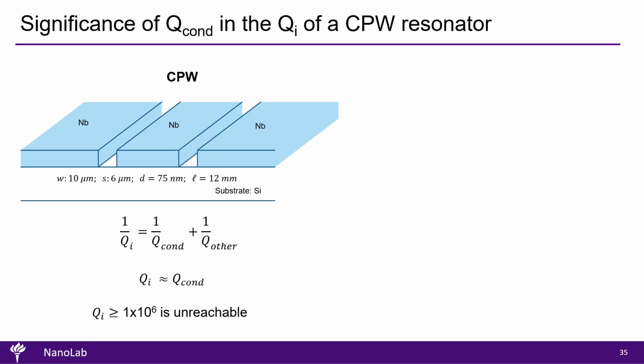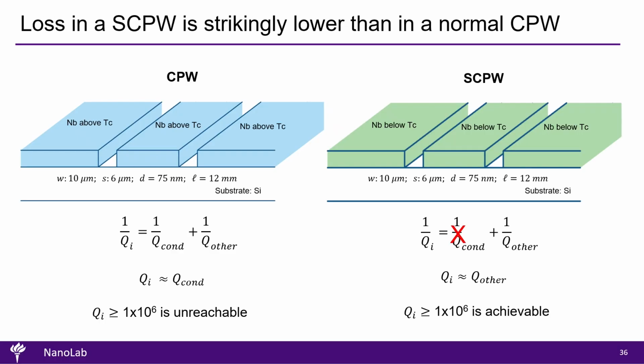What if we used a different conductor? While better conductors could improve QCond, they still would not come close to the target. To reach this level of internal quality factor at these dimensions, a superconductor is required, because in a superconductor, QCond is effectively eliminated from the internal quality factor equation. Achieving QI values of 1 million or higher also requires minimizing other internal loss mechanisms, which remains an active area of research. However, using a superconductor is essential to reaching these high QI values.